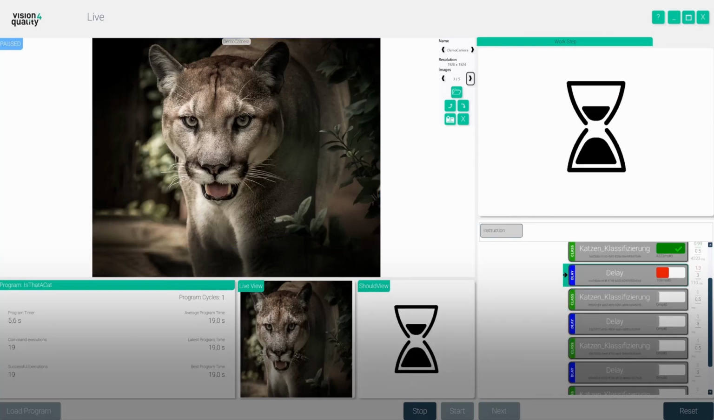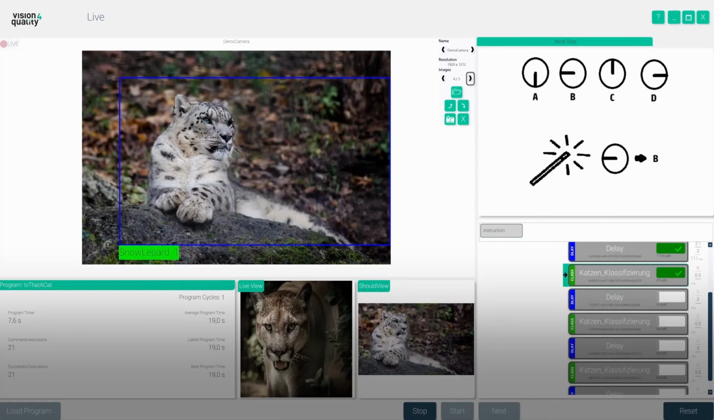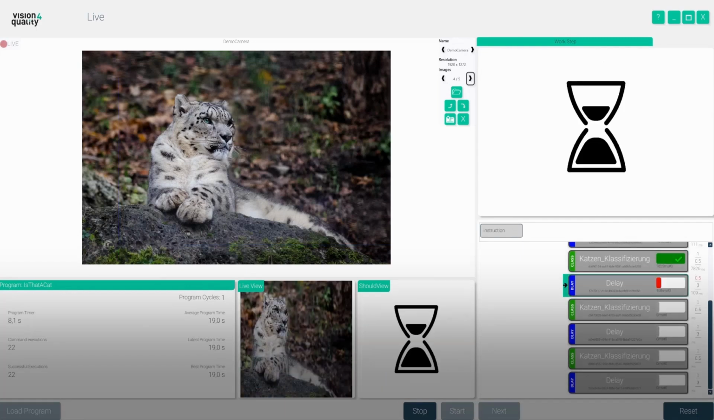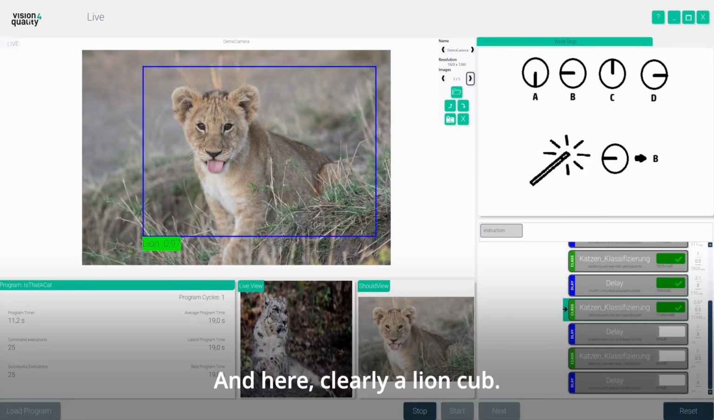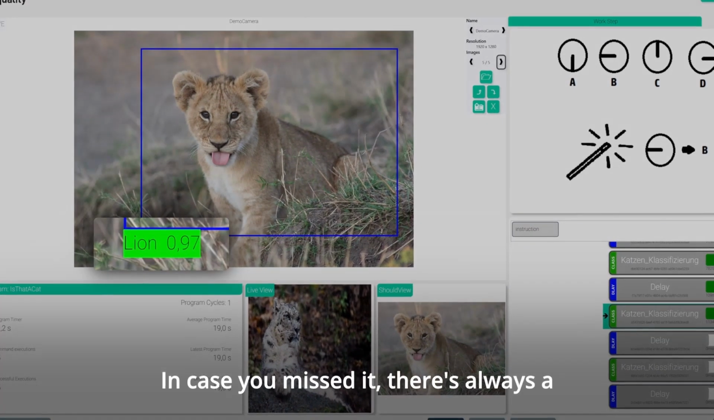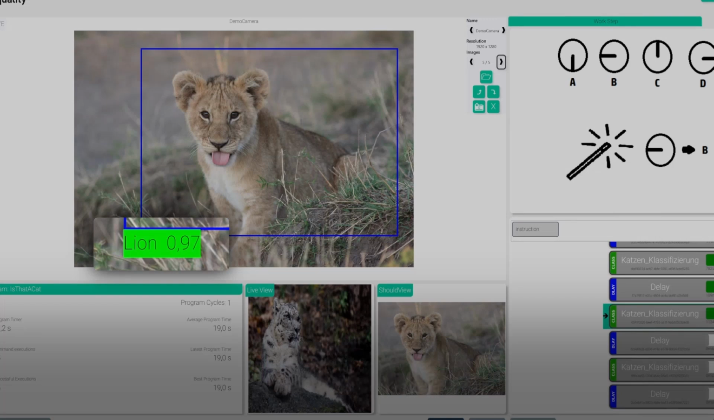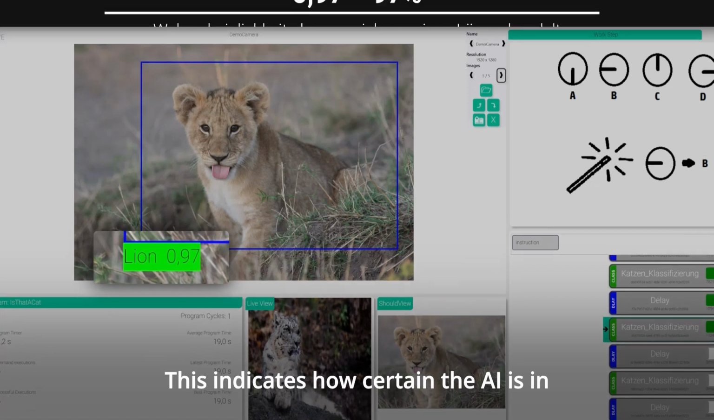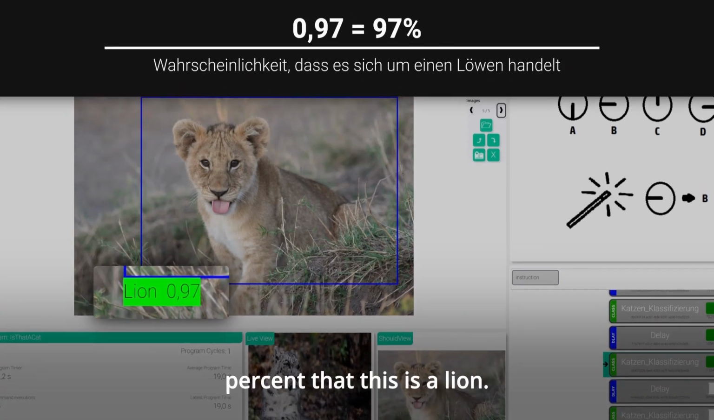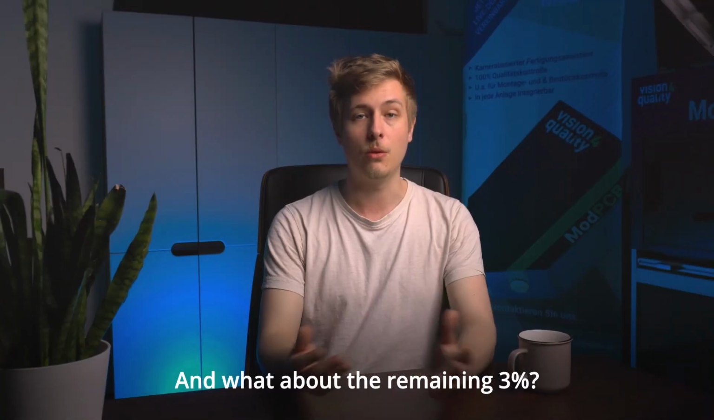Here we have a puma. Yes, that fits. A snow leopard. The AI recognizes that too. And here, clearly a lion cub. No problem for the AI either. In case you missed it, there's always a number at the bottom left next to the label. In this case, 0.97. This indicates how certain the AI is in percent that this is a lion. In this case, 97%.